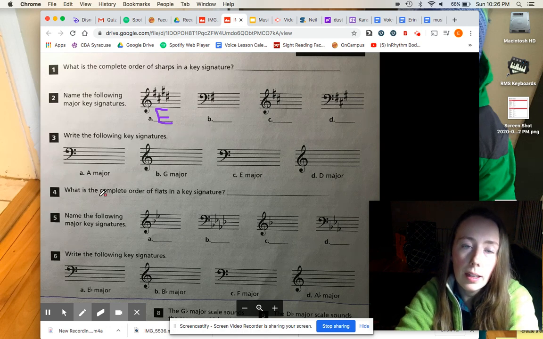Write the following key signatures. For this one, you're going to write sharps or flats out. So here's A major. Make sure you look at your clef. So for A major, I know I have 3 sharps. So I have F sharp is always first. The wonky sharp. C sharp is second. Whoa, that one's even worse. Okay. Good time. And then I'm going to do a G sharp, which is going to be here.